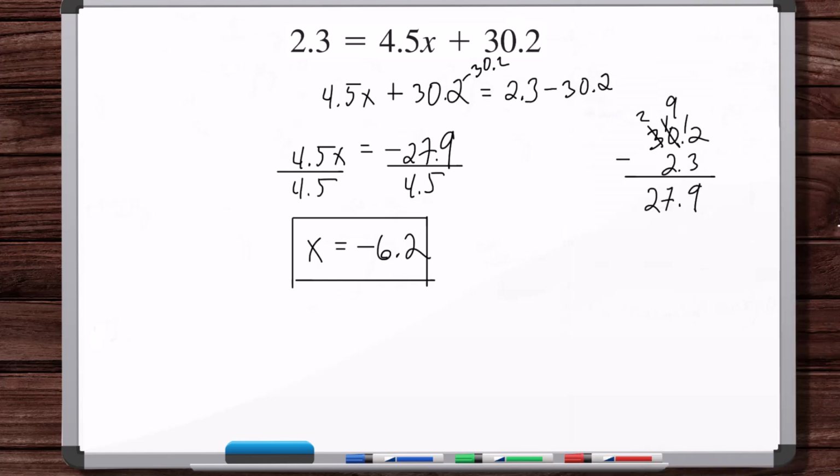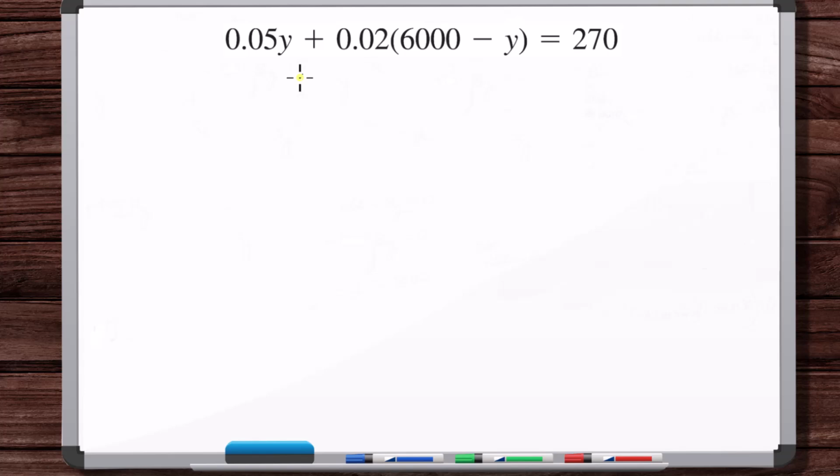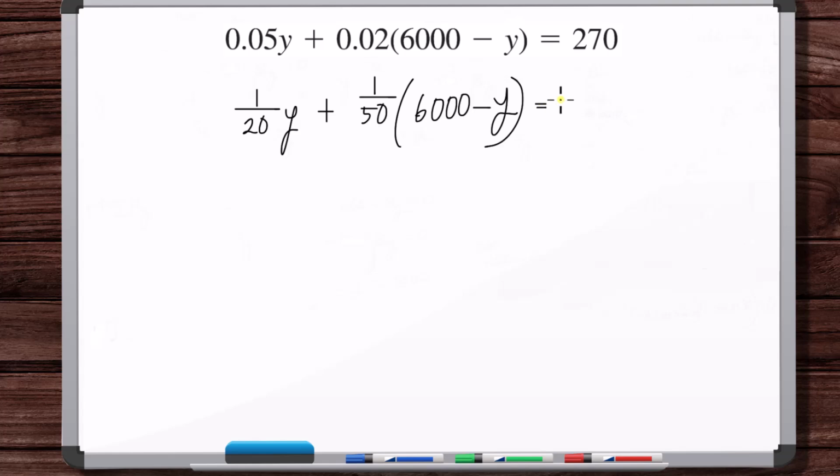There we go. Okay, here we can, let's write this as 5 over 100, and so that's going to be 1 over 20. So 1 over 20 y plus then 2 over 100 is going to be 1 over 50. And then we've got 6,000 minus y is equal to 270. So yeah, we looked at examples in the textbook where if you've got a linear equation, really in any number of variables, you could think about doing this. But we were focusing on one variable.